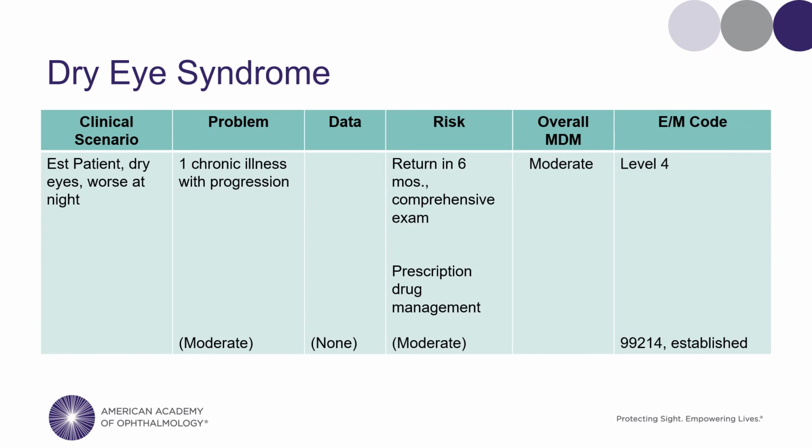So with the prescription drug management, the level of risk would be considered moderate. And we have met 2 categories at the moderate level, and that would be the overall MDM. And that would be an E&M code level 4, and for the established patient, a 99214.